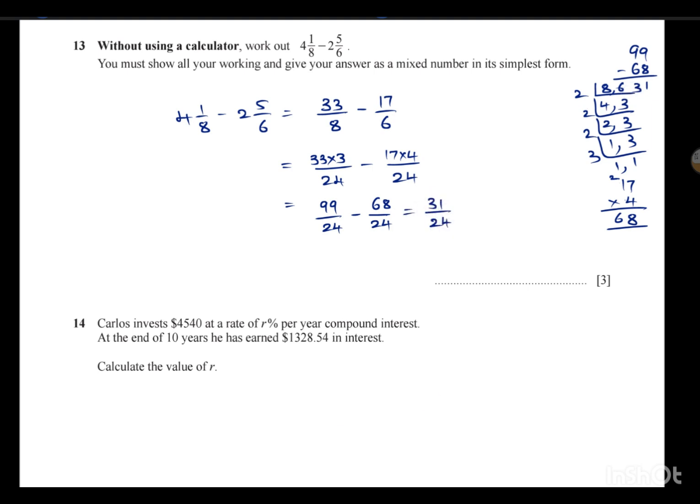It's an improper fraction. So to get the mixed number, you will have to divide the numerator by the denominator. 24 ones are 24. So 31 minus 24 is 7. So the remainder is 7. So you will have to write here 1, 7 by 24. This is the answer.